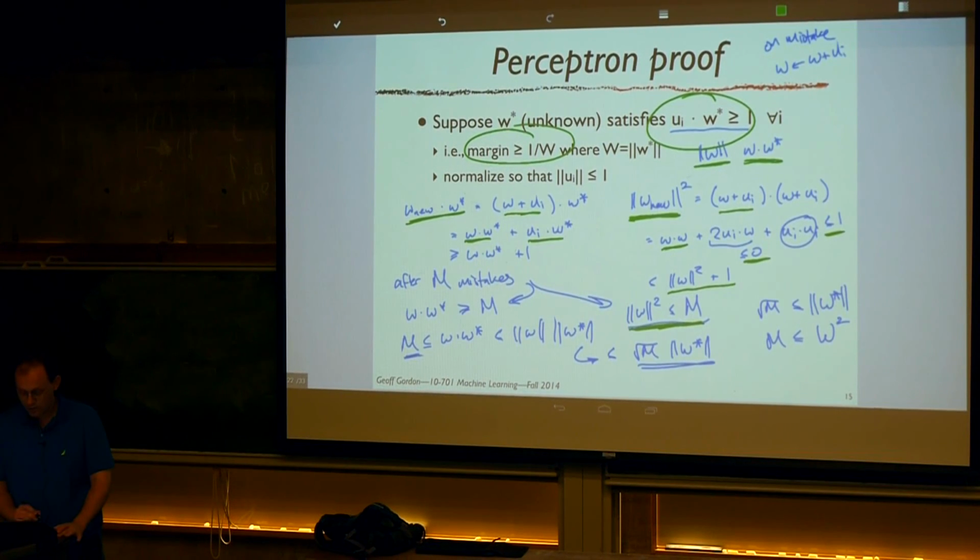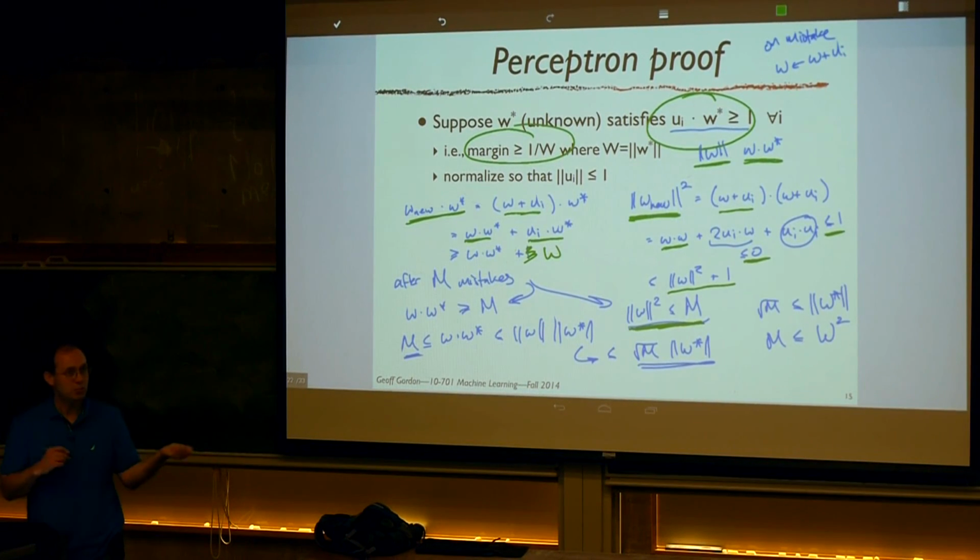And so this is now, oh, there's a mistake in this slide. UI dot W star: UI has norm 1, W star has norm W, and so this should be not 1 but W. The Cauchy-Schwarz inequality says that the dot product is bounded by the product of the norms. And so after m mistakes, W dot W star is less than or equal to MW.